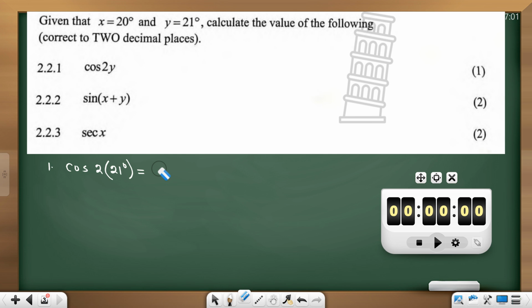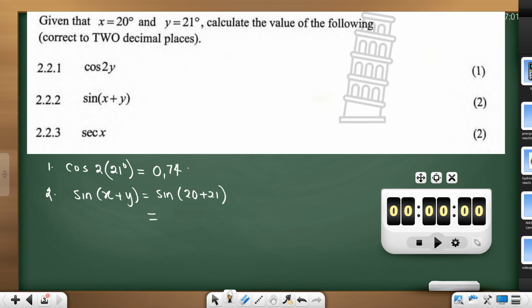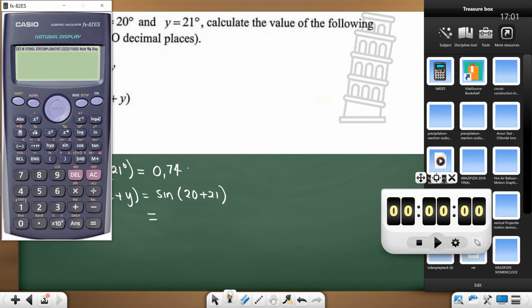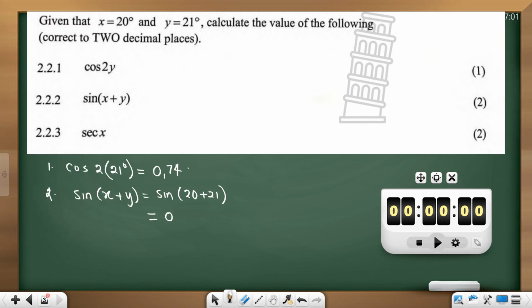0.74 rather. So this is 0.74. Number 2, sine x plus y will be sine 20 plus 21. Your calculator can handle it. Just throw it in as quickly as possible. Sine 20 plus 21 is 0.66. Remember 656, so 0.66.